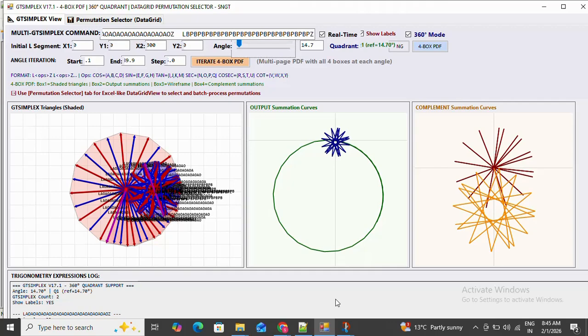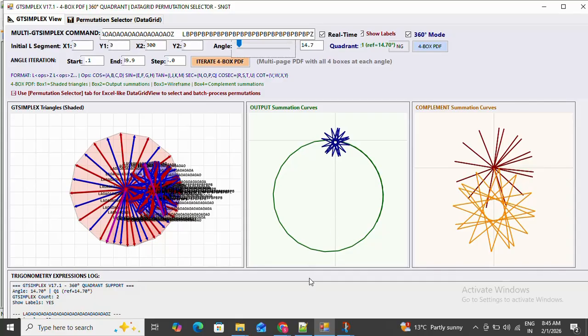In Sanjoy Nath's system, we can see here that it is already written on the screen that L is the initial line segment and Z is the final output line segment for every GT simplex. The operators: cos means A, B, C, D, the four different construction protocols for the cos. E, F, G, H are four construction protocols for the sine. I, J, K, M are the four construction protocols for tan. N, O, P, Q are four construction protocols for sec. R, S, T, U are four construction protocols for cosec theta, and V, W, X, Y are the four construction protocols for cot theta, and all of these are considered on the 2D Euclidean geometry plane.